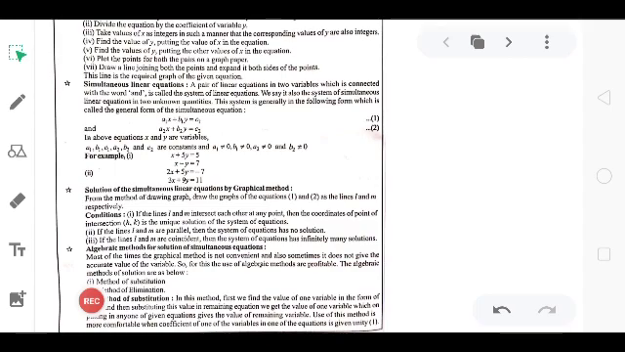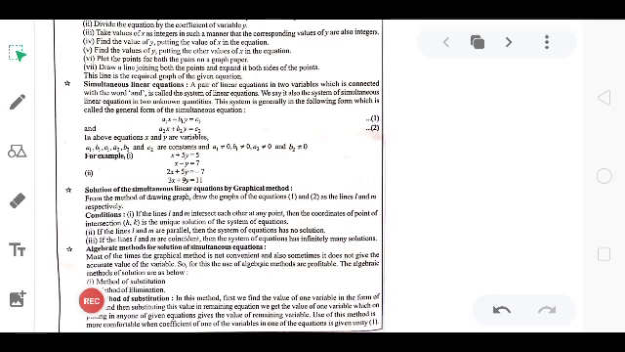From the method of drawing graphs, draw the graphs of equations 1 and 2 as lines. If the lines intersect each other at any point, then the coordinates of the point of intersection are the unique solution of the system of equations. If the lines are parallel, then the system of equations has no solution.